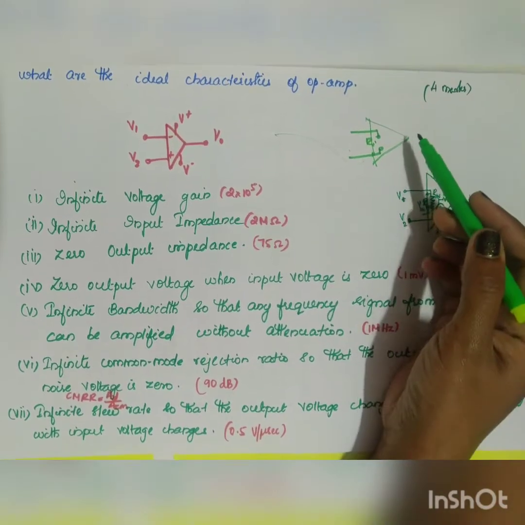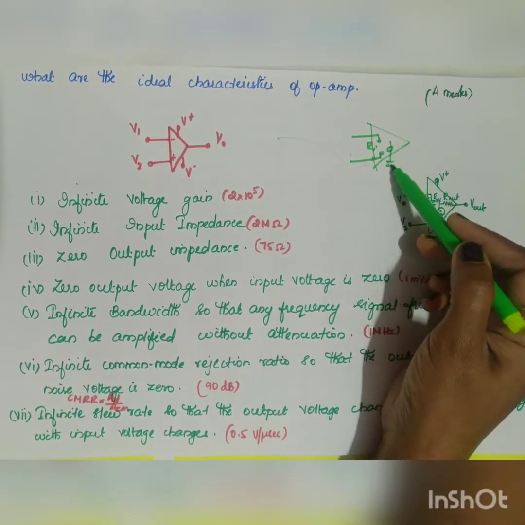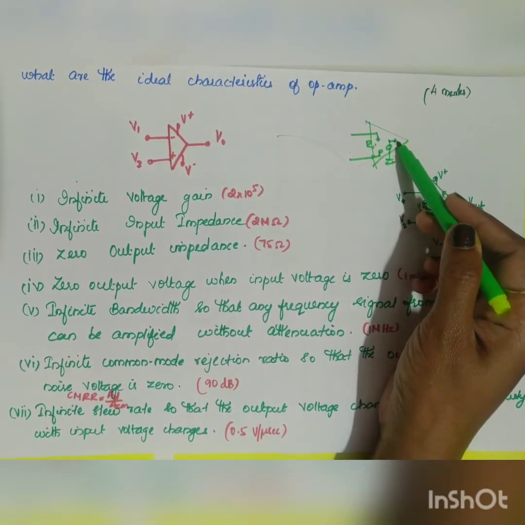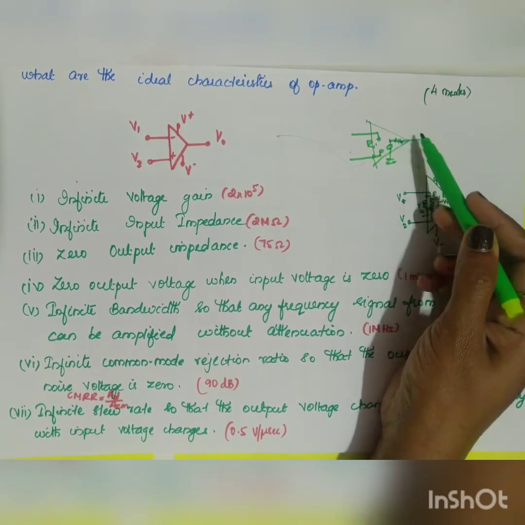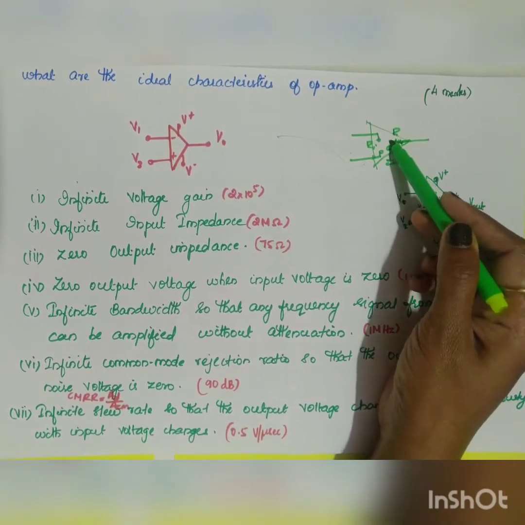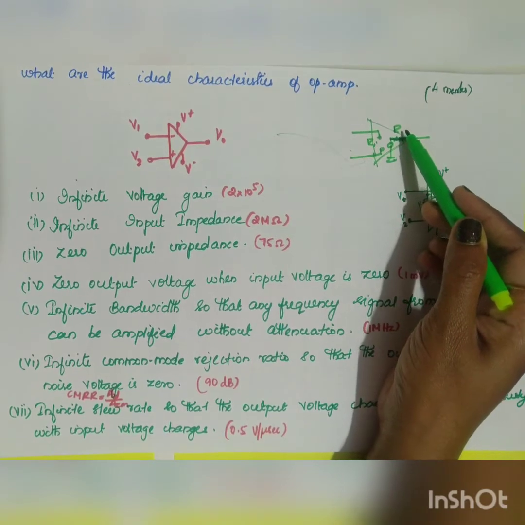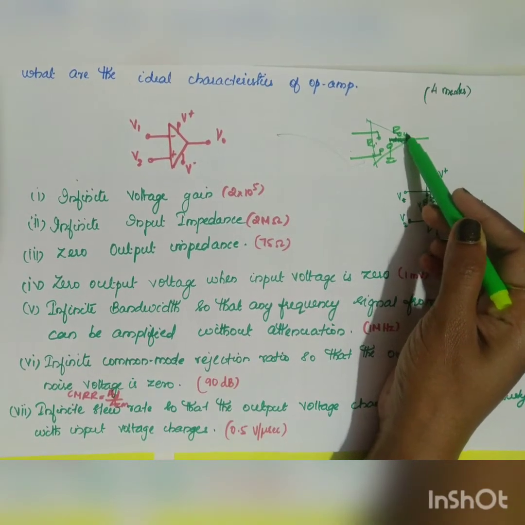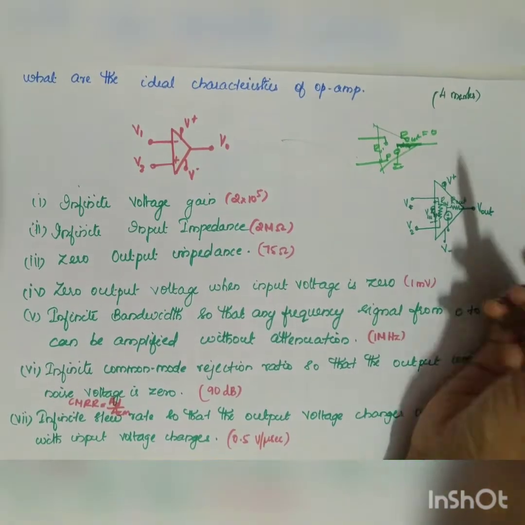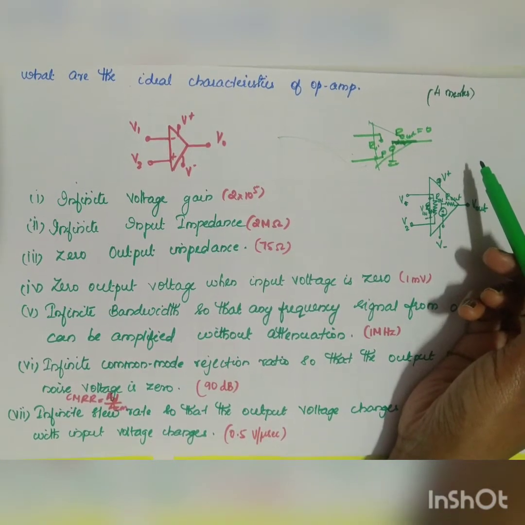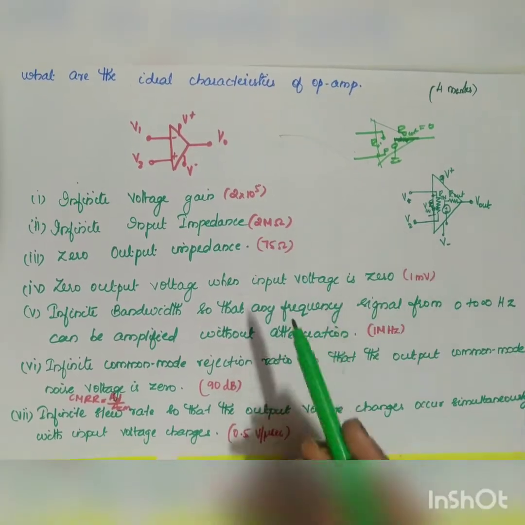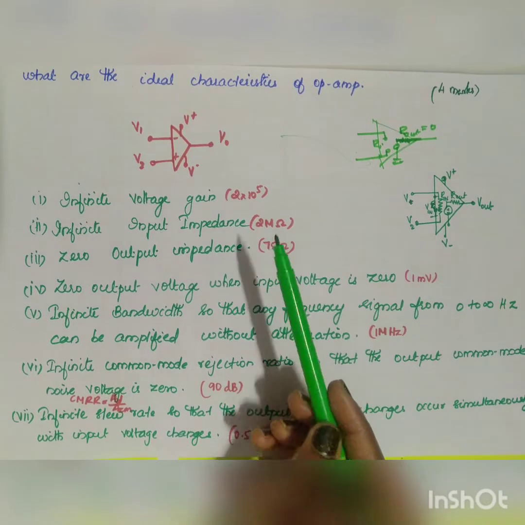And in your output side you will be having very low resistance, low output impedance, right? So you will be having low output impedance, means it will look like a shorted circuit. So Rout will be equal to 0 in order to drive another circuit. Okay, so these are the important ideal characteristics of an op-amp.